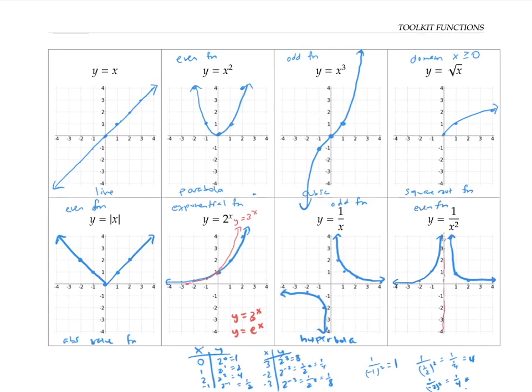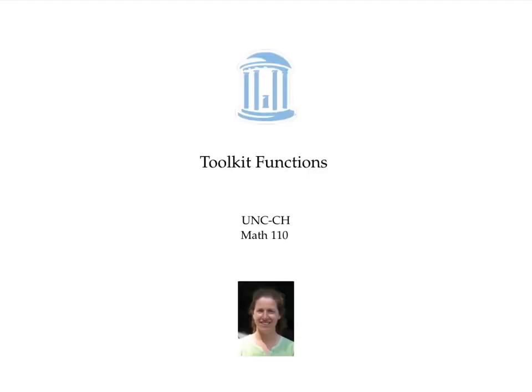These are the toolkit functions, and I recommend you memorize the shape of each of them. That way you can draw at least a rough sketch very quickly without having to plug in points. That's all for the graphs of the toolkit functions.